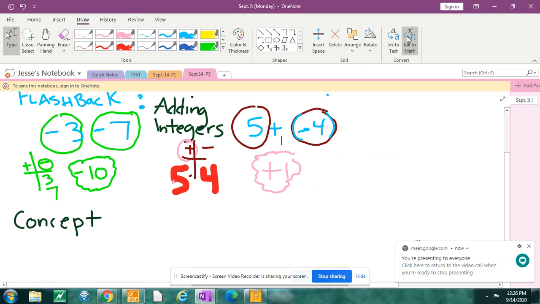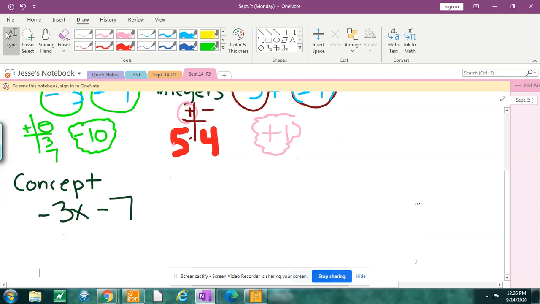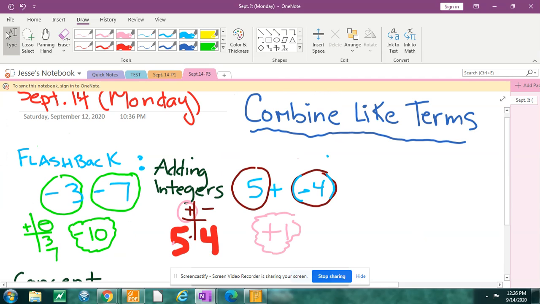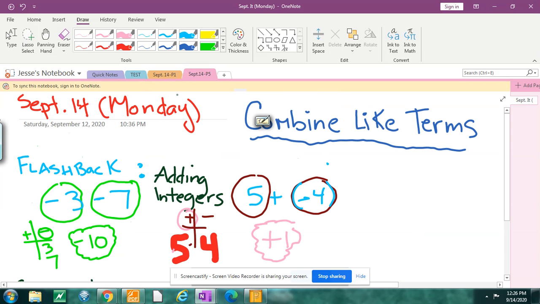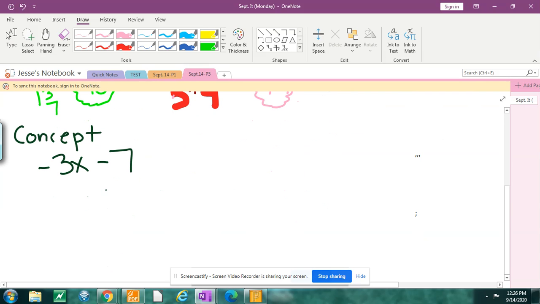So now we go ahead and we do this work, right? So now the concept, let's do the same thing. Our new lesson today is -3x minus 7. So what do we do now? What we did is we added an x, right? If you look at the top, it was -3 minus 7, -3 minus 7. But now the bottom one is -3x minus 7. What does that mean?